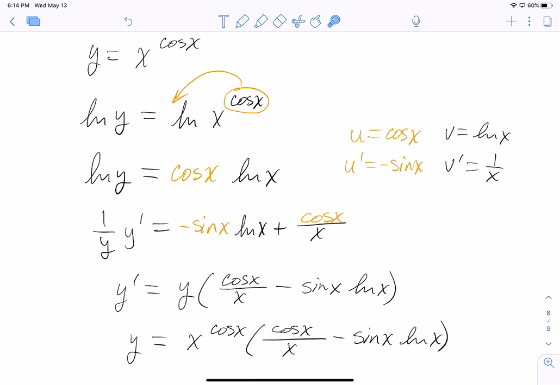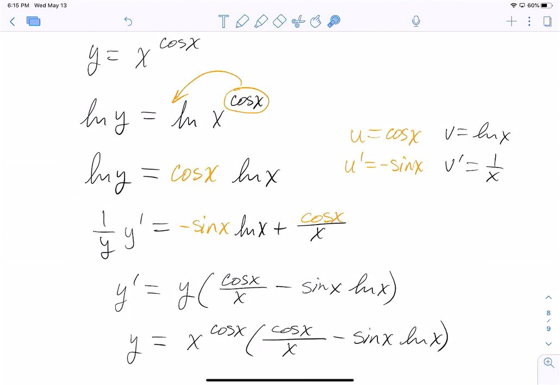Those tools on the left would mean implicit differentiation, and on the right it would mean the product rule. So on the left we have 1 over y times y prime, and on the right, identifying the cosine of x as u and the natural log of x as v, we have u prime v plus u v prime, which is equal to negative sine of x times the natural log of x plus the cosine of x over x.